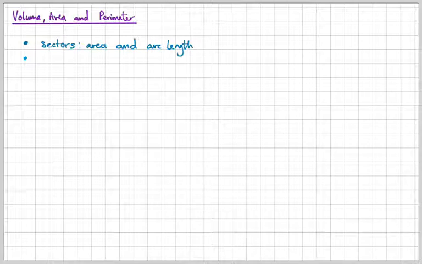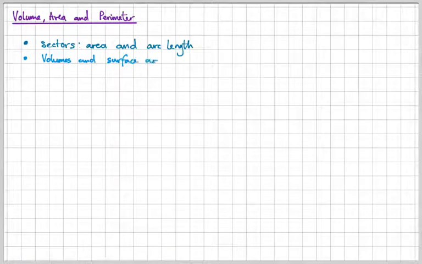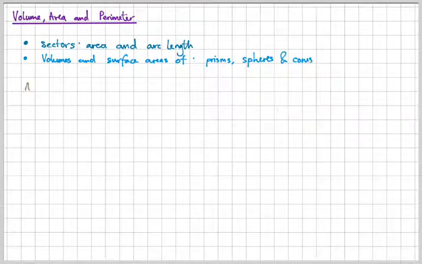Okay, afternoon boys. We're going to be looking at volumes, areas and perimeters in this video. Specifically, we're going to be looking at sectors. Sectors are parts of circles, like pizza slices, and we're looking at areas of sectors and arc lengths. So if you have a pizza slice, the arc length will be like the crust. And also we will be looking at volumes and surface areas of, wait for it, prisms, spheres, and cones.